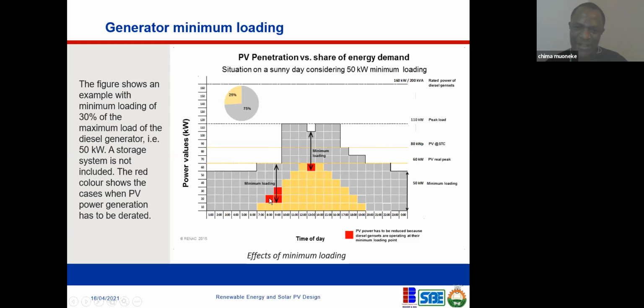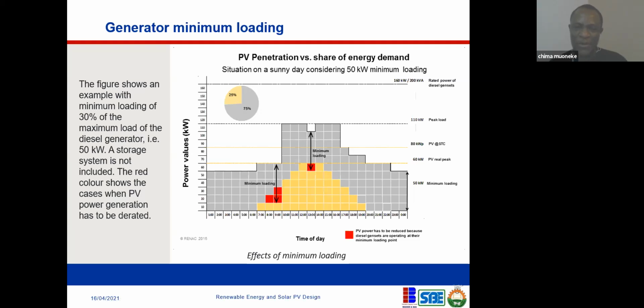So we have to derate this solar system so that it can only produce 10. And the generator can now run at a 50 kilowatt load. So that's what it means. That's what it means to derate your solar PV system when you're combining it with your generator.